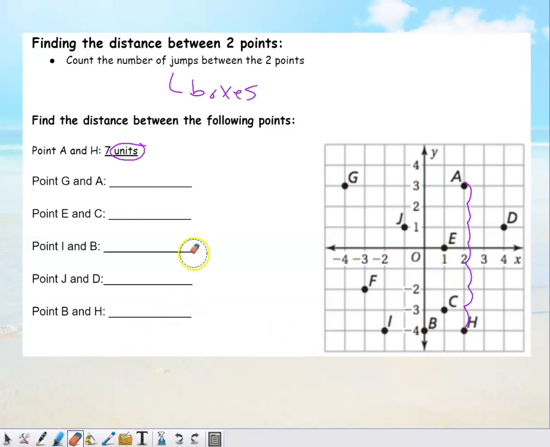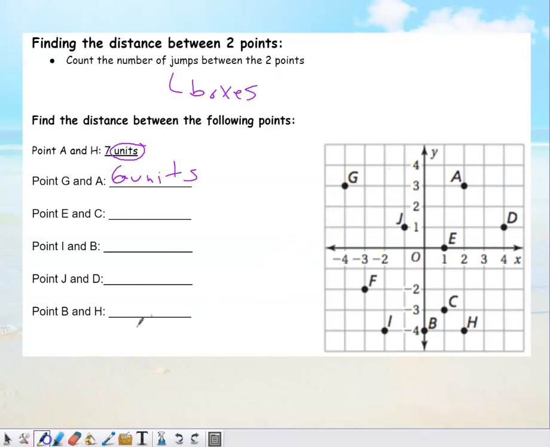So now let's look at G and A. With G and A, we would go 1, 2, 3, 4, 5, 6. So we would say that's 6 units. Make that look like a 6.